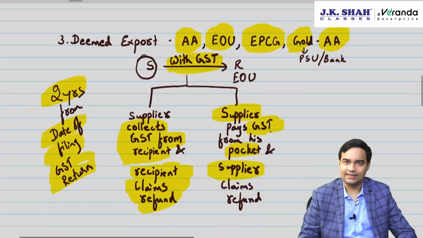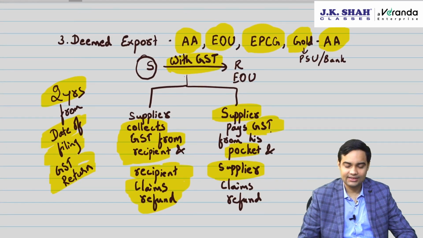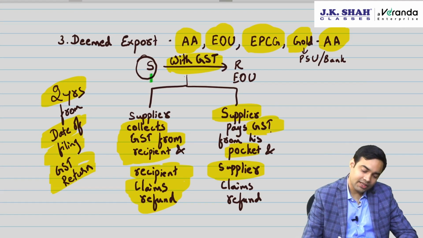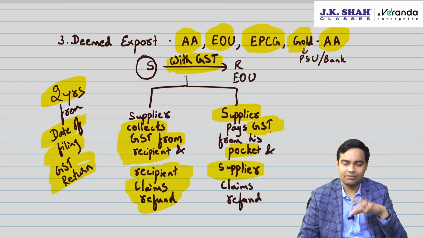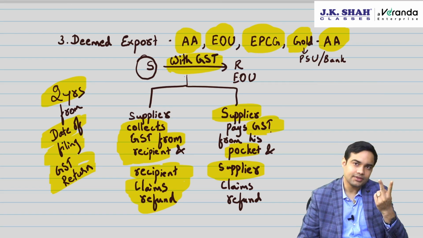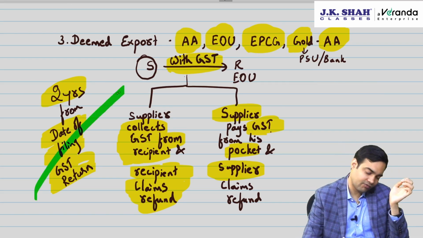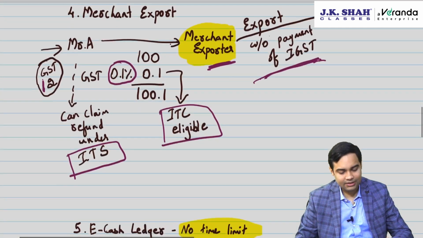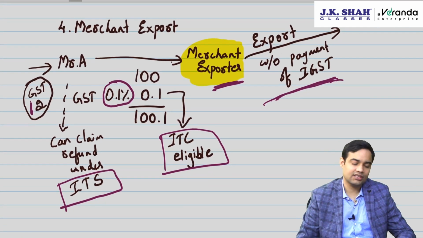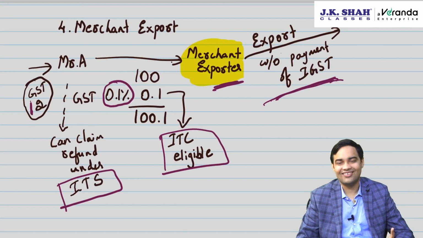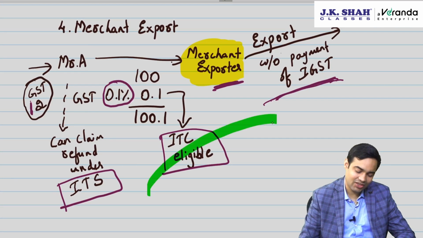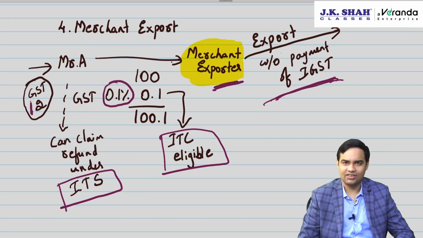Deemed export, 4 cases: advance authorization, EOU supplies, EPCG, gold against advance authorization. Here it will always be with GST. Whoever has borne the tax, he can claim refund, and the time limit is 2 years from the date of filing GST return. Merchant exporter has one exemption notification. He can purchase at 0.1%. 0.1%. Be very careful. Is he eligible for ITC? Yes, but he can't claim refund of this 0.1%.